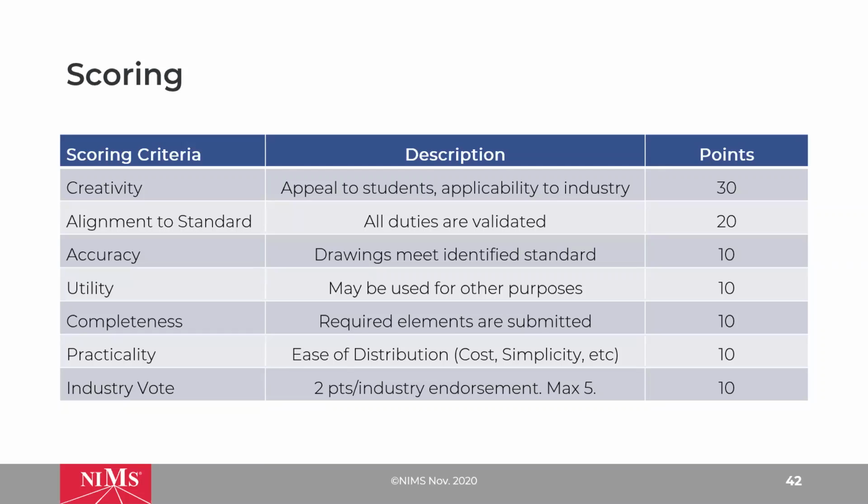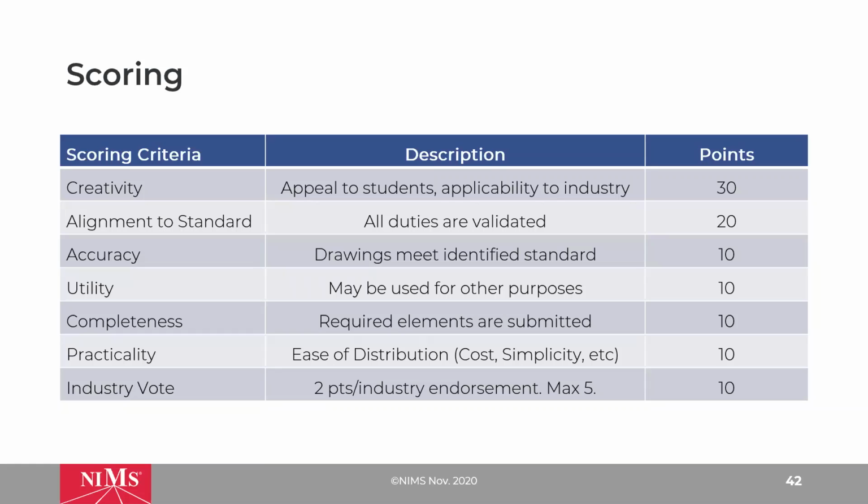Sometimes, it doesn't make sense for all of the duties in a standard to be grouped together. So that's why there's different groups. So projects will be evaluated to make sure that they meet that. The accuracy, making sure that the drawings meet the identified standard, which we didn't go into great detail on here, but there is a slide that tells you what standard. And if you go to the submission requirements section, which is also linked in this presentation, you will see all of those standards identified there.